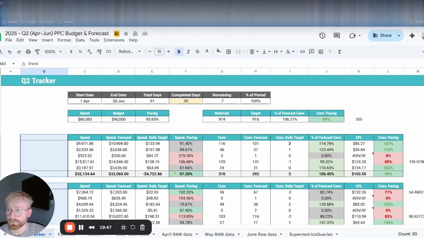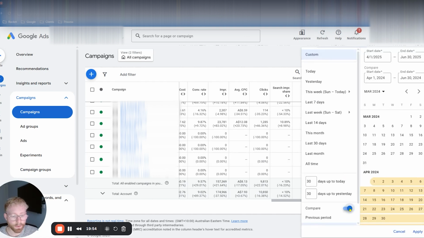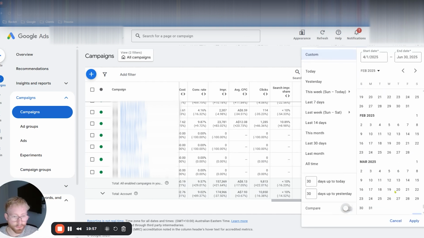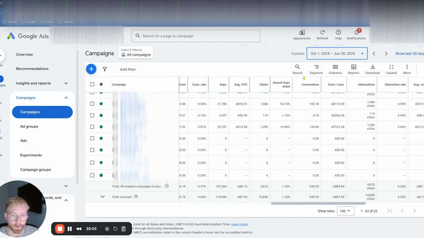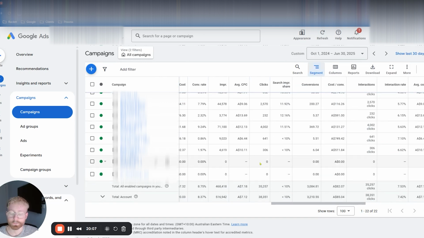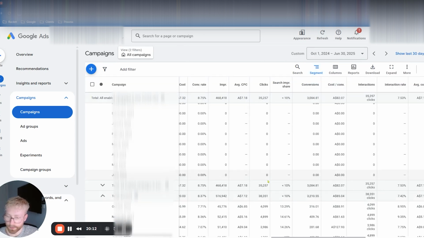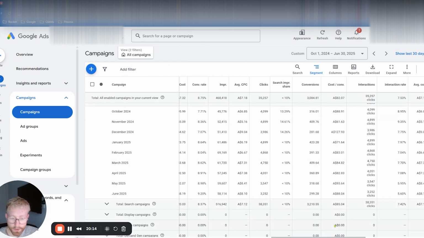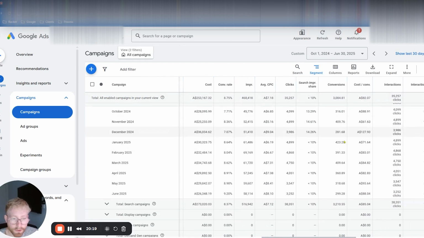But going back to the account, there was one last thing that I wanted to show you, and it was on that diminishing returns bit. So let me get rid of the comparison, and let's go to the last year more or less. And then if we segment time by month, I'm going to show you something. Go down. Cool. Total account. And this is what I want to show you. So first of all, if you scroll left, you see cost. So look at cost, conversions, CPL, and even conversion rate.